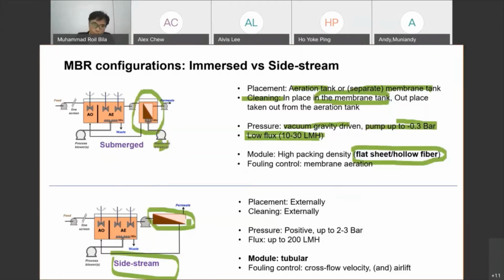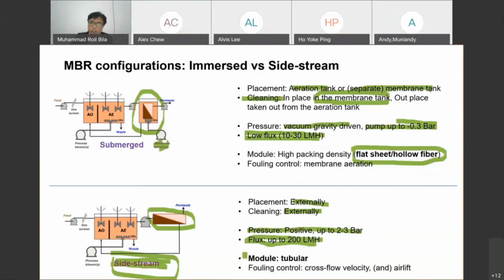On the other hand, when we have a side stream configuration, we place the membrane externally, we have a better picture later on, and the cleaning is done externally, so it will be easy. The main feature is that this membrane can operate at 10 times the flux of the submerged MBR, because we run it at very high cross flow velocity, up to 3 meters per second in some cases, and the pressure is almost 10 times higher as well than the one in the submerged.